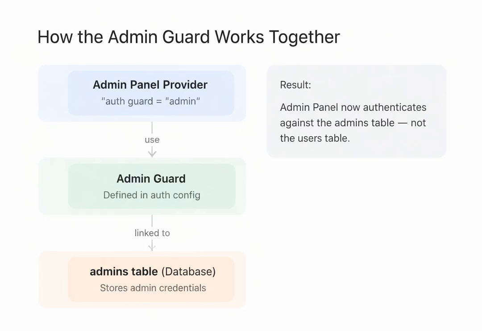Here's how these 3 pieces connect. The admin panel provider is configured to use the admin guard. That guard is linked to the admin's table in the database. So when someone logs into the admin panel, the system goes through this chain. It checks the admin guard, which checks the admin's table. This is important because it keeps admin authentication completely separate from regular user authentication. Admins and users are stored in different tables and authenticated through different guards.